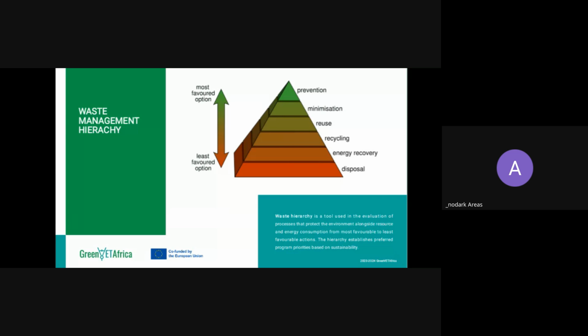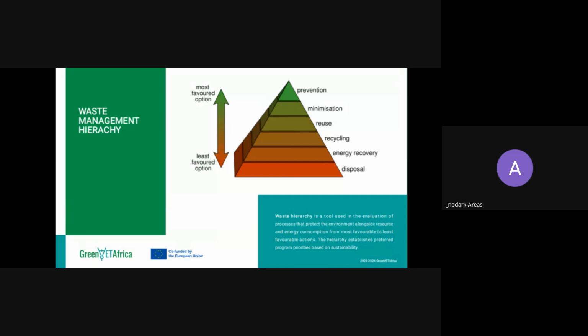So now, if you look at it, we have prevention, we have minimization, we have reuse, we have recycling, we have energy recovery, and finally, we have disposal. Now, I'm going to just talk briefly about these practices and these actions.